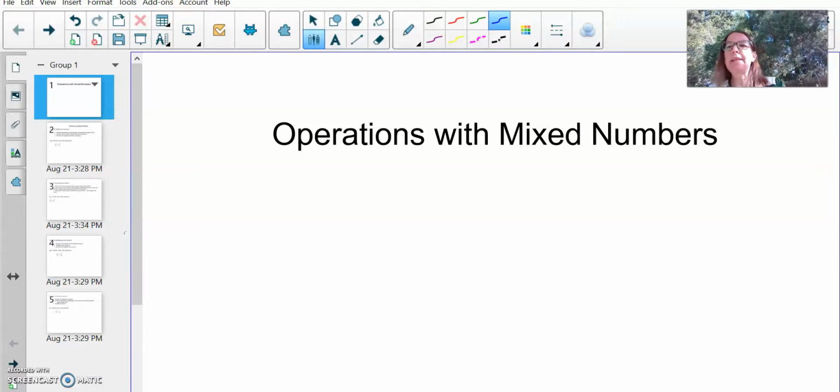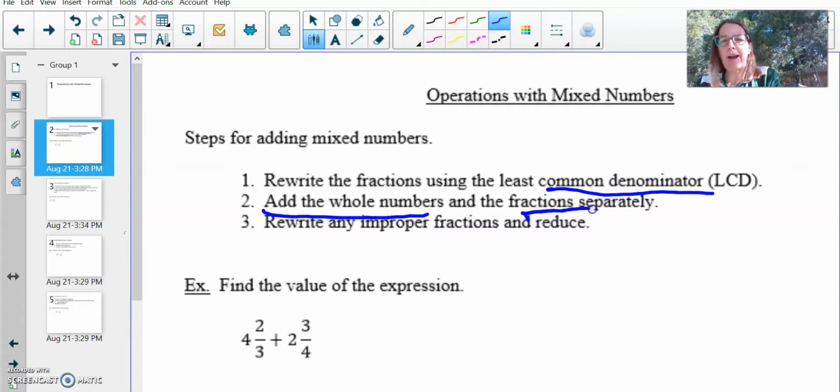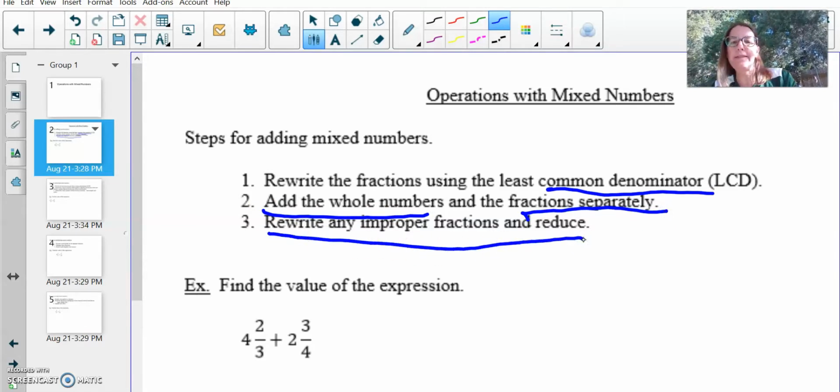Hi everyone. In this video, we will look over how to add, subtract, multiply, and divide mixed numbers. Okay, so for adding mixed numbers, you have to remember to rewrite the fractions using the least common denominator. Add the whole numbers separately and the fractions separately. And then if you do get an improper fraction, you have to rewrite the improper fraction and reduce.